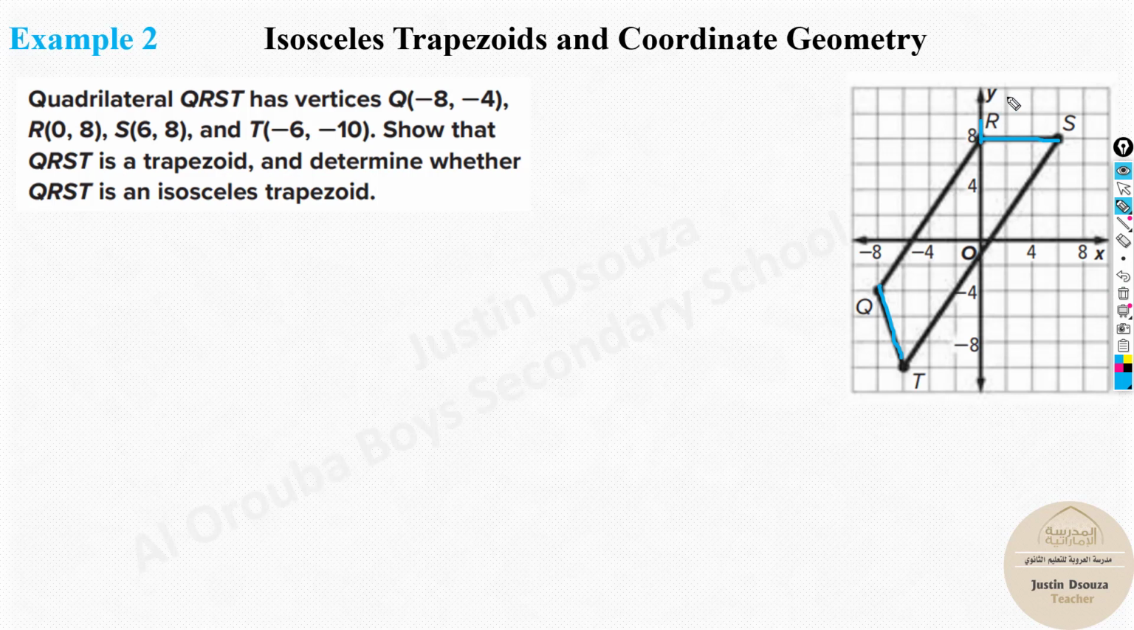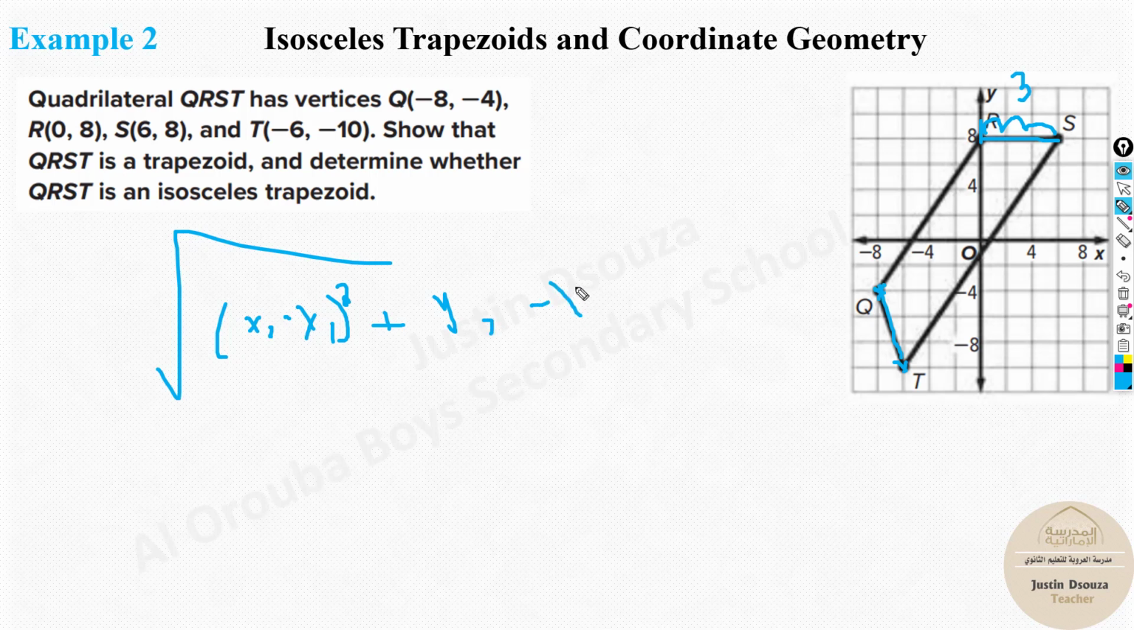What is RS? Just count over here. Don't find any distance formula or anything. Just count it. 1, 2, 3. Measurement is 3. Now, it's up to you to find this. You can use the distance formula. This x value over here, coordinates are there. Use the distance formula, that is square root of x2 minus x1, the whole square plus y2 minus y1, the whole square. Okay, this is y2. So this is the distance formula. You can do this, but I will tell you an easier method.